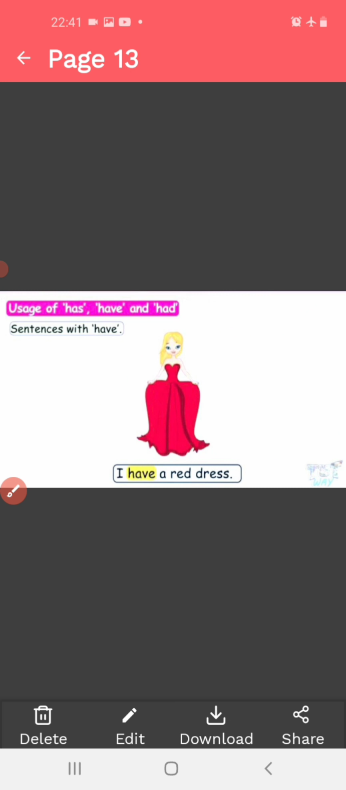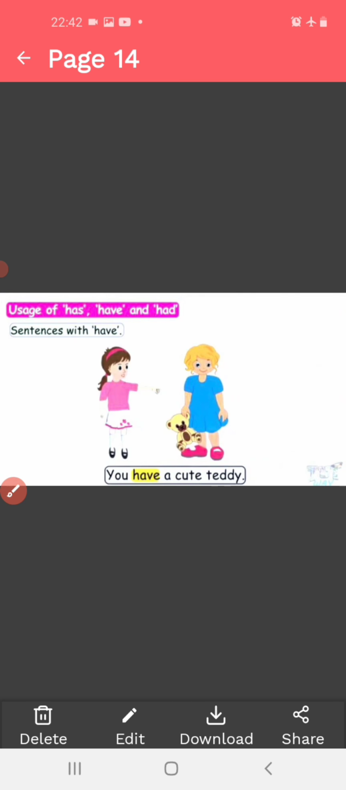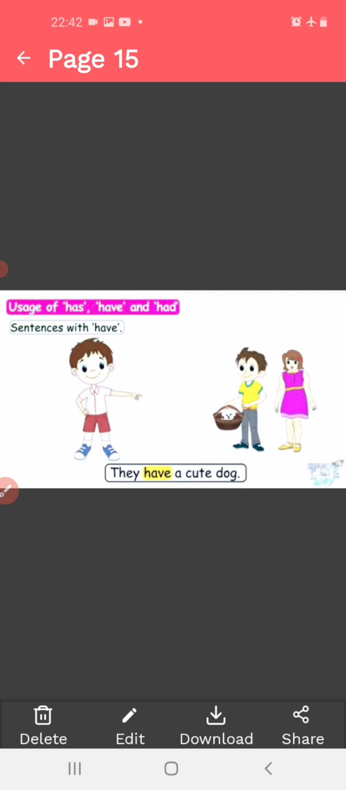See examples. I have a red dress. This have is used with I and this dress belongs to this girl. You have a cute teddy. They have a cute dog.